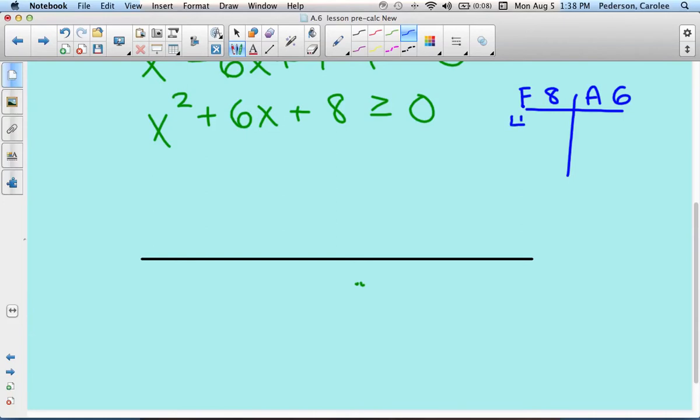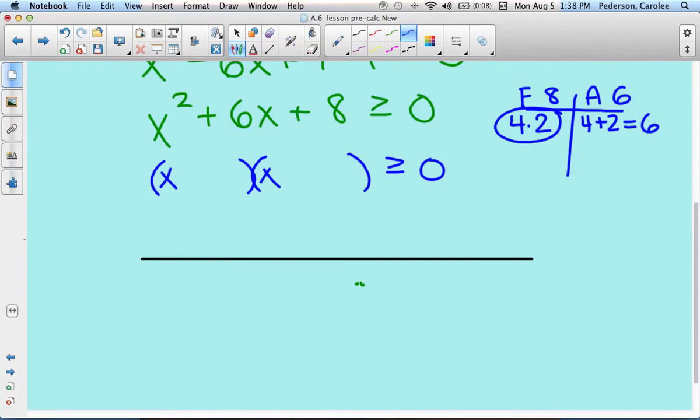Well, one of them is 4 times 2 is 8, and they add together to give you 6. So these are the numbers we're going to work with, 4 times 2. So we split up this trinomial into two factors, into a binomial times a binomial. X squared becomes x and x. And then here's my 4 and 2.